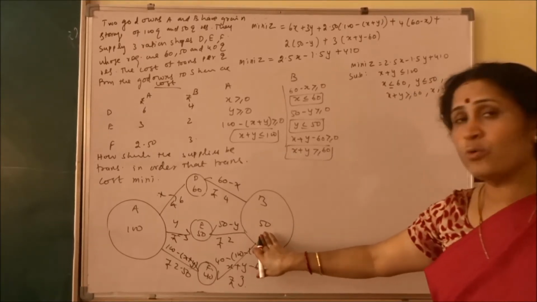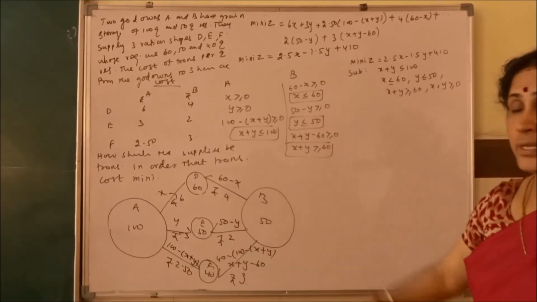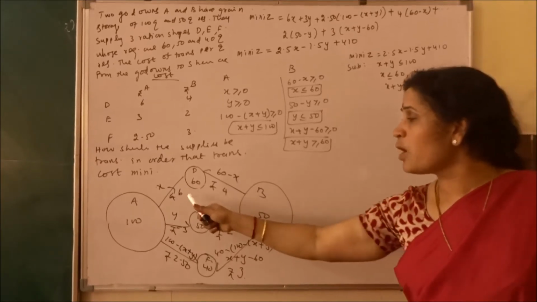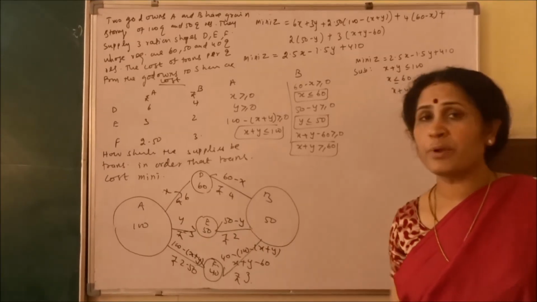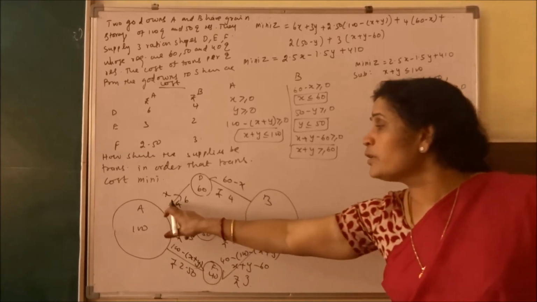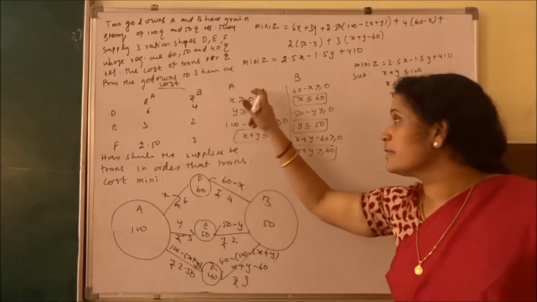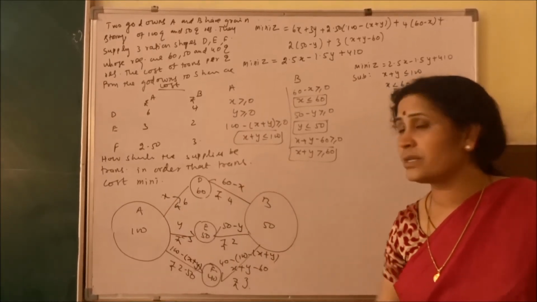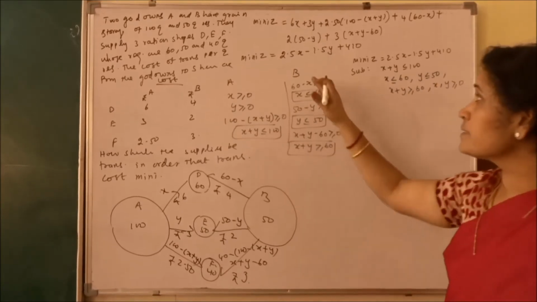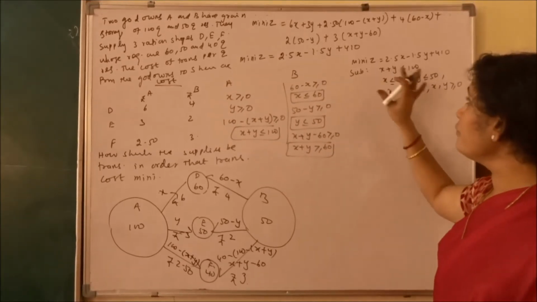Are you clear? This is how to make a rough format, how to find all these things. Nothing is difficult. Minimum cost means you have to multiply cost into number of quintals. And subject, whatever the quintal you are transferring, that is greater than or equal to 0. Automatically you will get a subject. So now I framed everything.